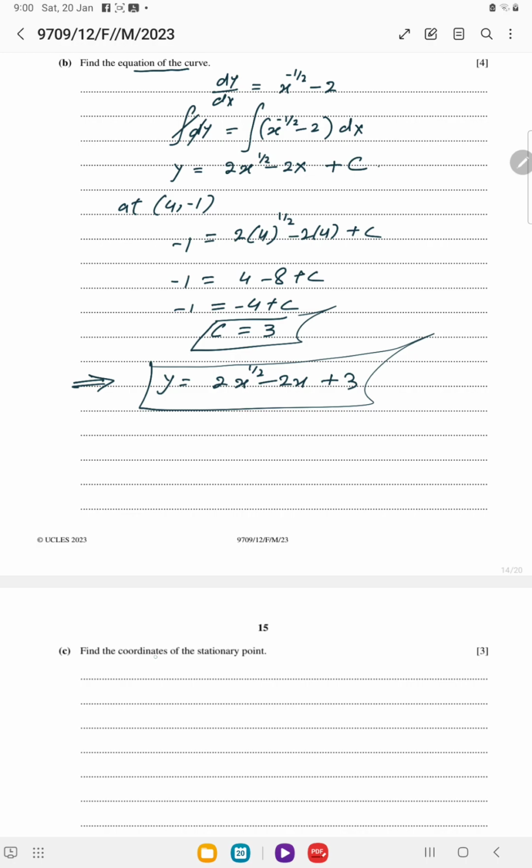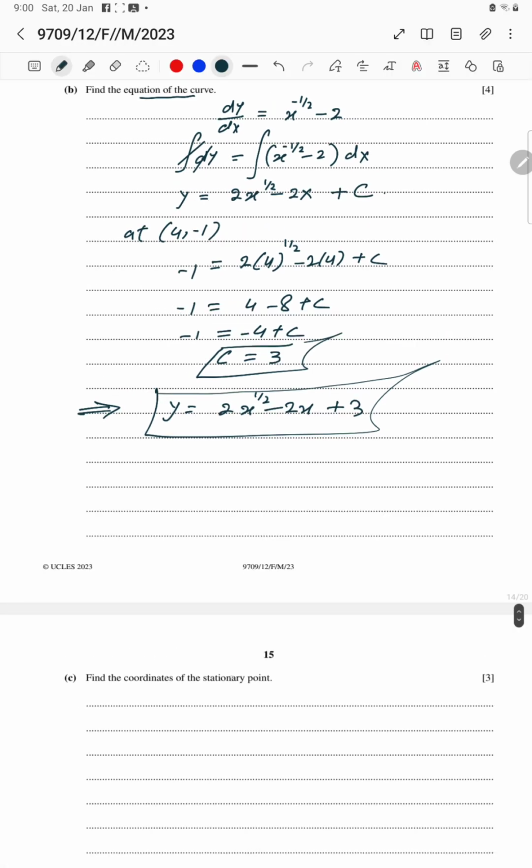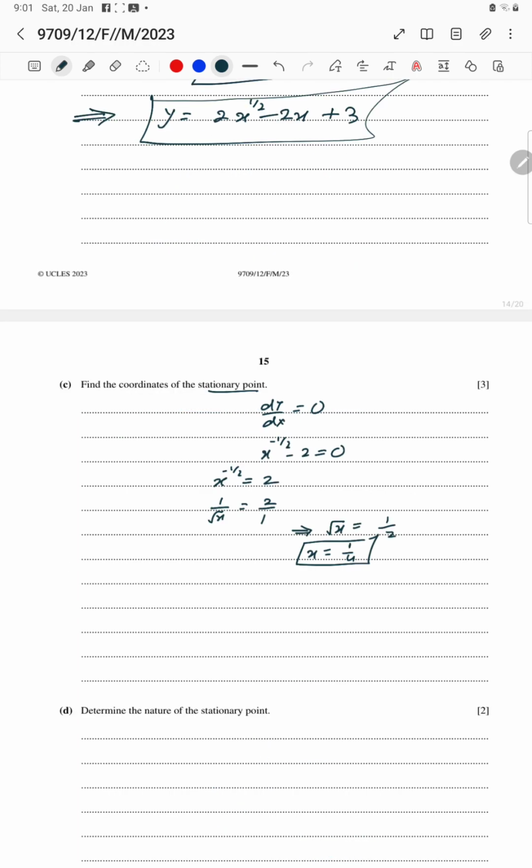Now for part C, we have to find the coordinates of the stationary points. For this case, you know what to do. We need to equate dy/dx equal to 0. So here it becomes x^(-1/2) - 2 = 0. So x^(-1/2) = 2, 1 over root x equals 2 by 1. So root x equals 1/2. Taking the square on both sides, we get x = 1/4. This is the x coordinate of the stationary point.